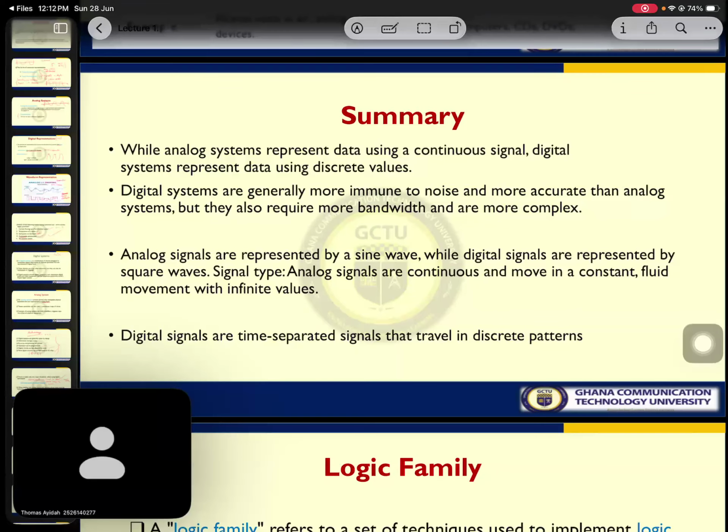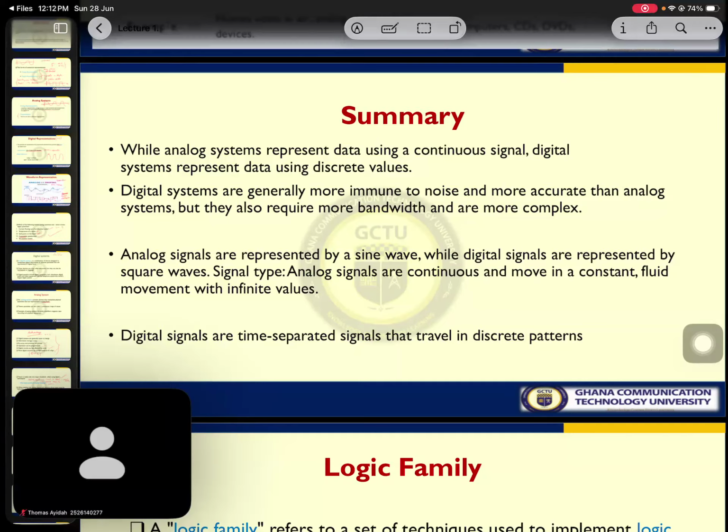Hello, sir. Please, I wanted to find out whether this class we are having now, will you term it as analog or digital? Okay, good. Now, what is happening? It is going through a series of processes. That's what we are saying.